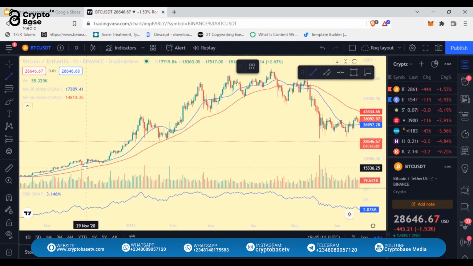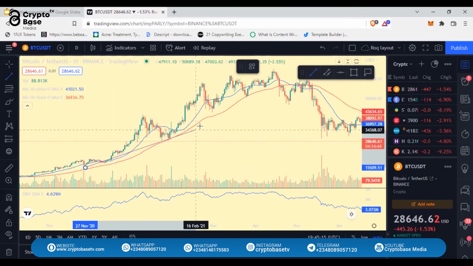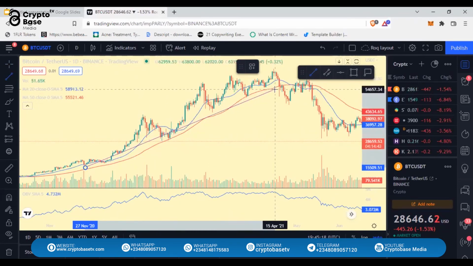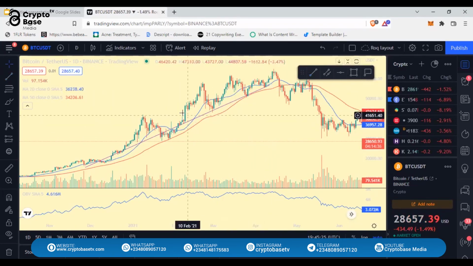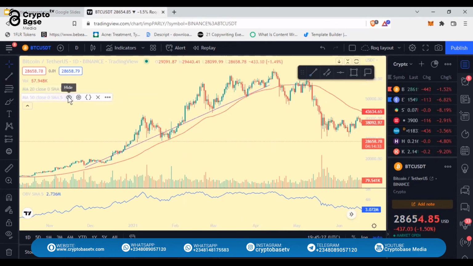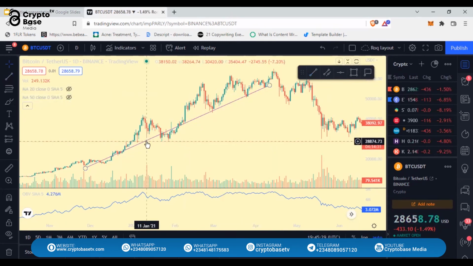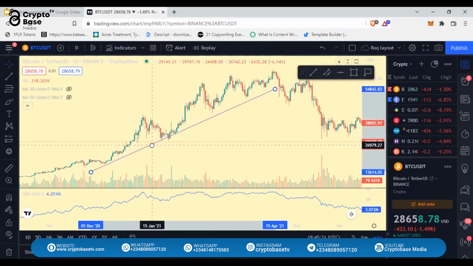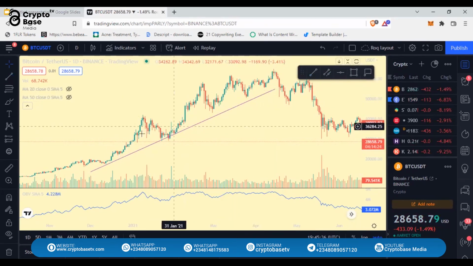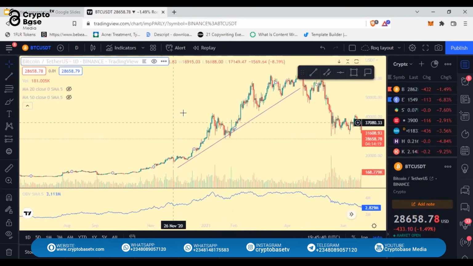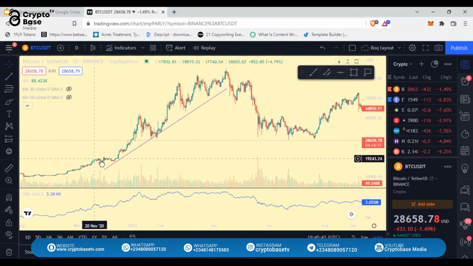Now, look at this, guys. Let's say I'm drawing my uptrend line from this point to this point. Your line must be at least touching about two or three points. Now, look at this, guys. This is how you can use a trend line for price analysis. We can see how the price is behaving.